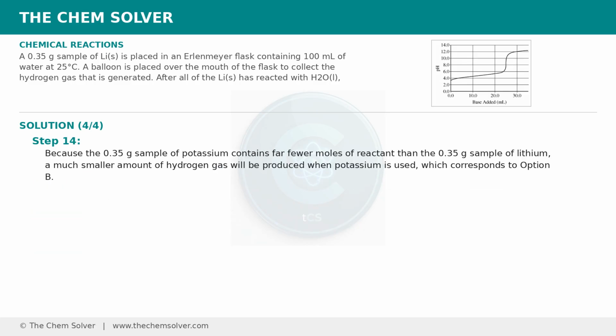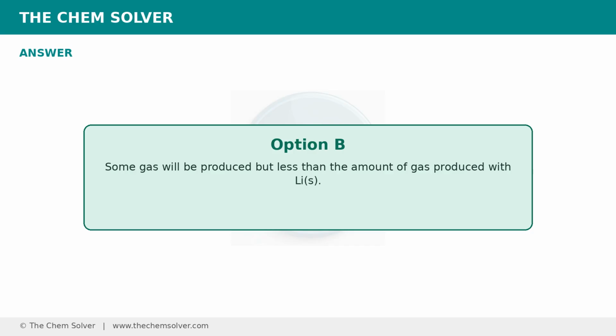Because the 0.35 grams sample of potassium contains far fewer moles of reactant than the 0.35 grams sample of lithium, a much smaller amount of hydrogen gas will be produced when potassium is used, which corresponds to option B. The correct answer is option B. Some gas will be produced, but less than the amount of gas produced with Li.